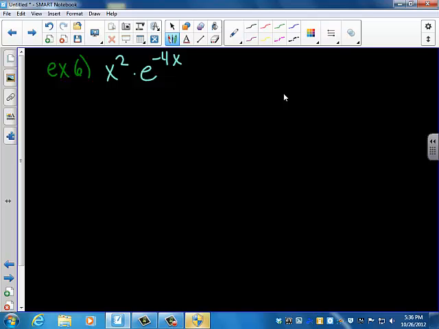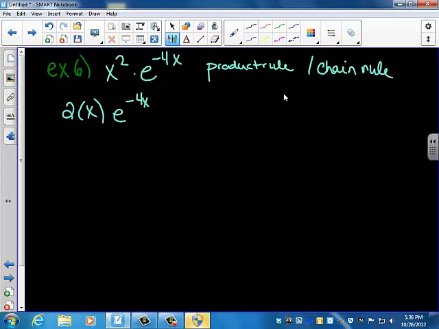Well, first thing you have to realize, ooh, I've got two things multiplied together. That's product rule. So this is a combo of product rule and chain rule. Okay, so looking at this, first off, we're going to do the derivative of the first times the second. So the derivative of x squared is 2x, just times the second. So e to the negative 4x.